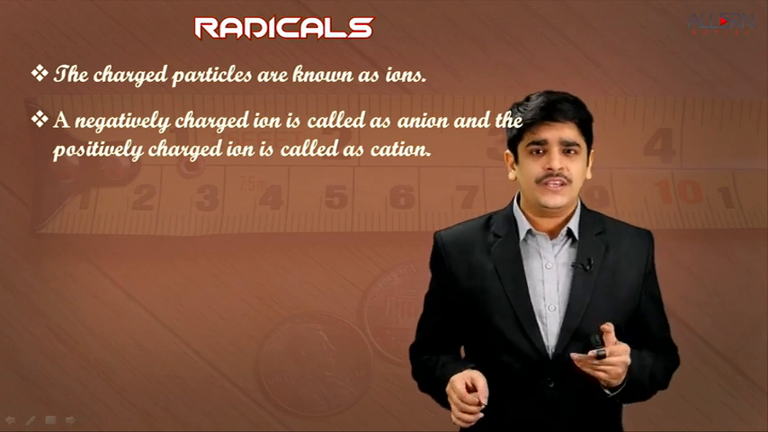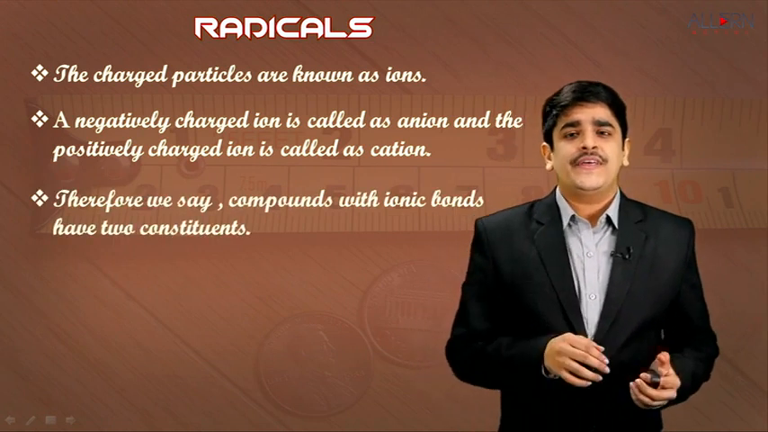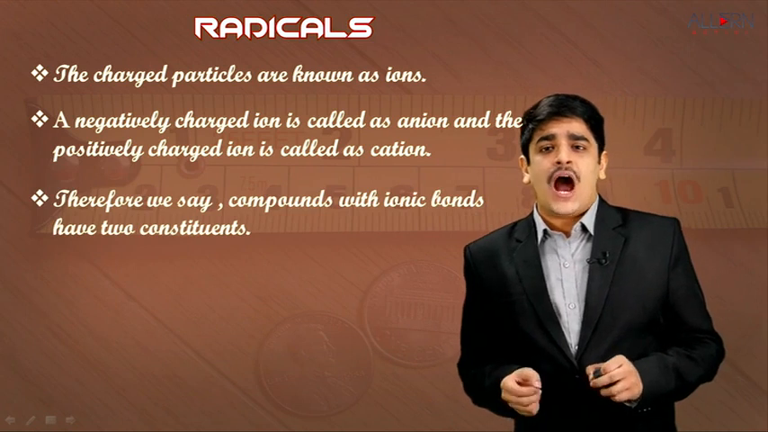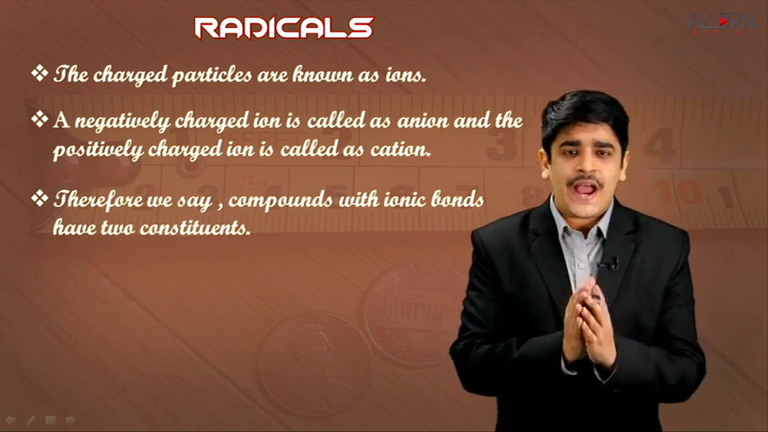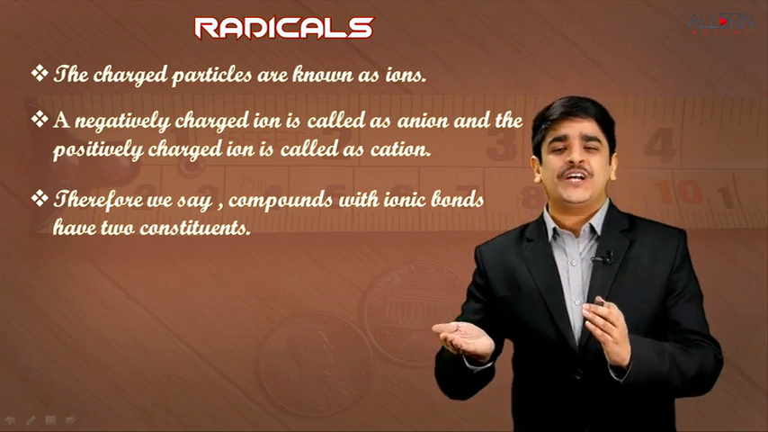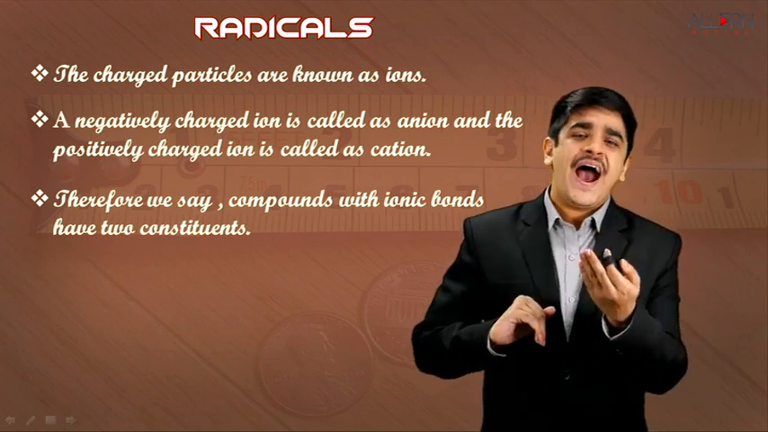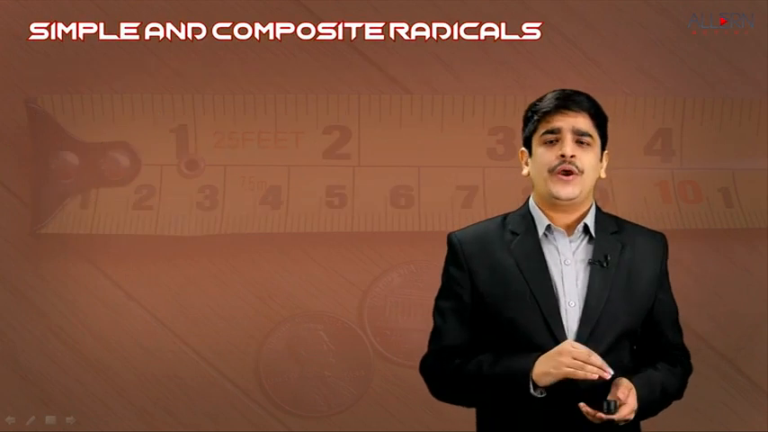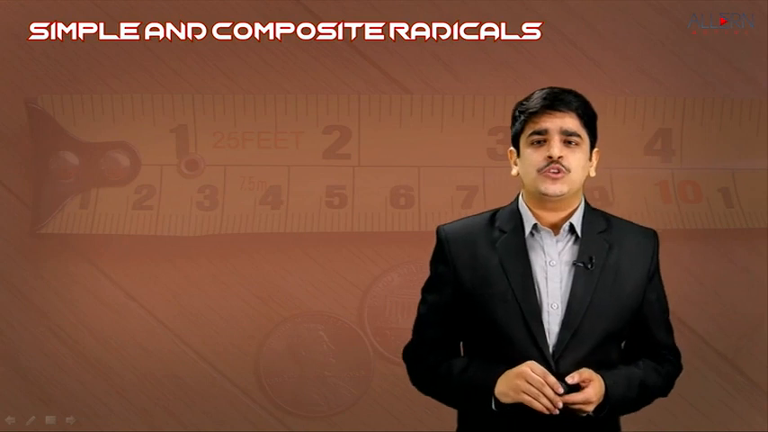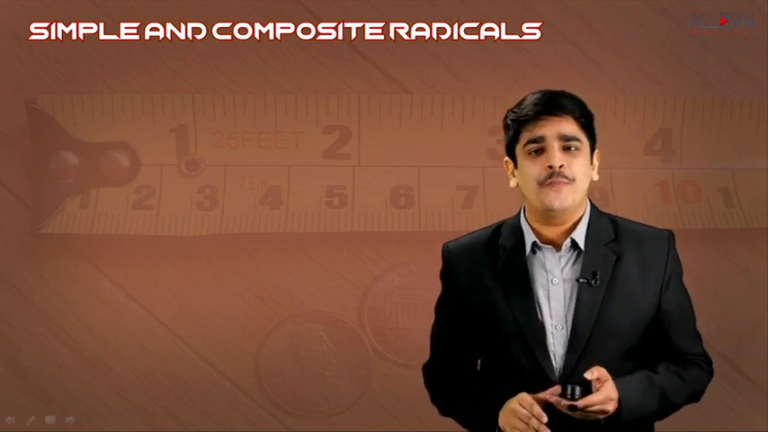cation. In a similar manner, one must understand that compounds with ionic bonds are going to have a total of two constituents. Any ionic compound will have a positively charged ion, which is the cation, and a negatively charged ion, which is called an anion. Okay, now we have to discuss a concept which is called simple and composite radicals.